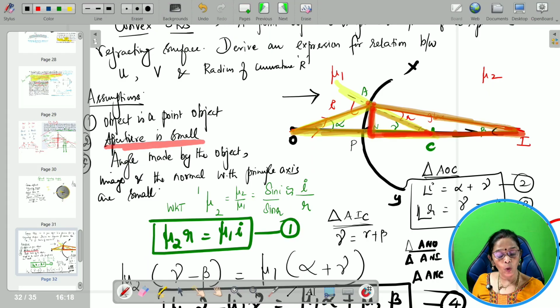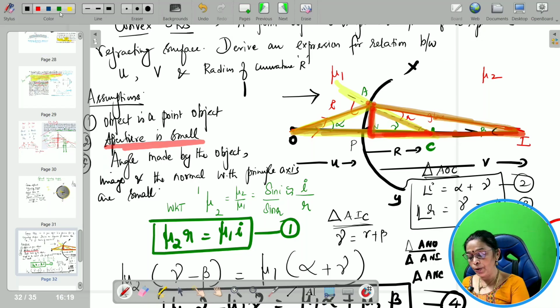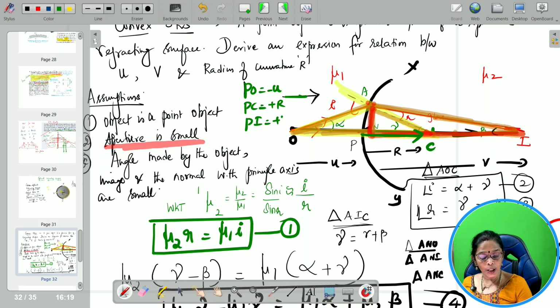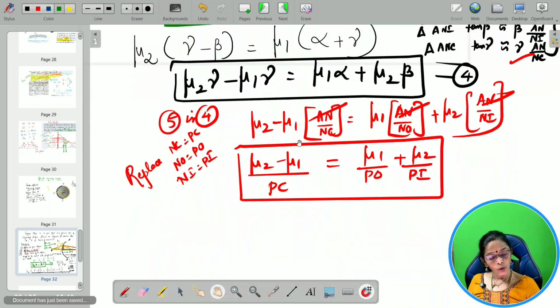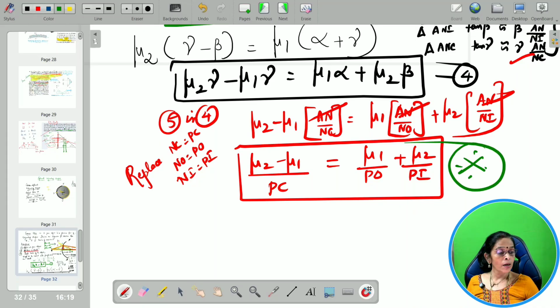Now, what is PO? Object distance. PC is the radius of curvature. PI is V. Therefore, I have to write PO is equal to minus U. PC is equal to plus R, because it is coming along the direction of the light, P to C. And PI is also equal to plus V, substituting that sign convention. So this is the main equation that you will always use for doing numericals.